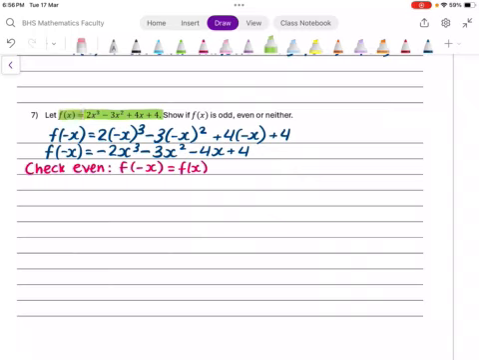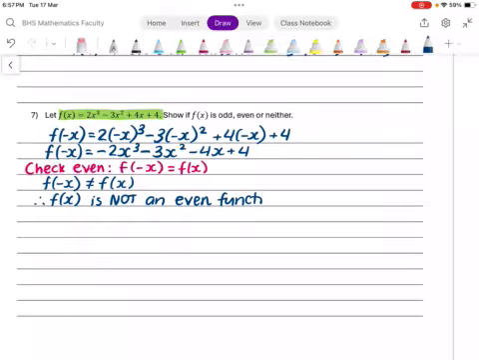No, it does not. So what we have is that f of negative x does not equal f of x. And so therefore, we have that f of x is not an even function, as f of negative x does not equal f of x. Okay, we always check even first. Now what we do is we check our odd functions.